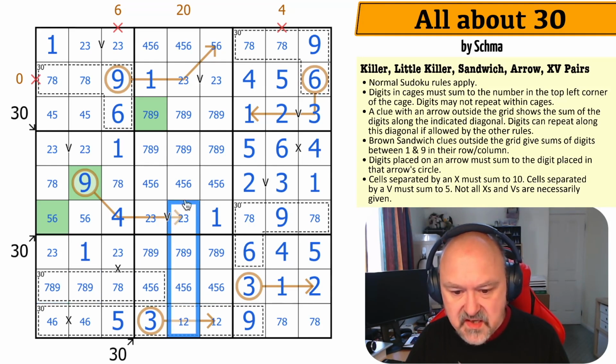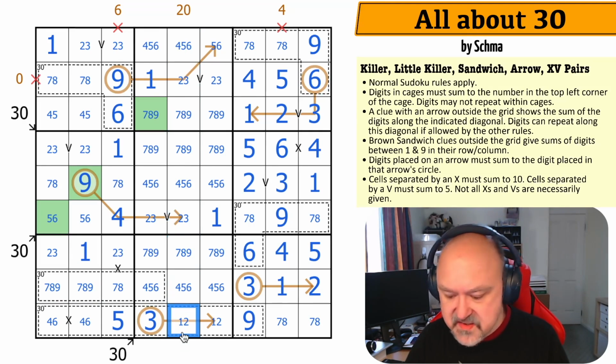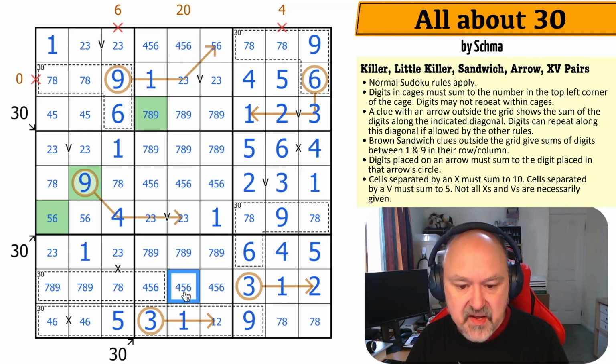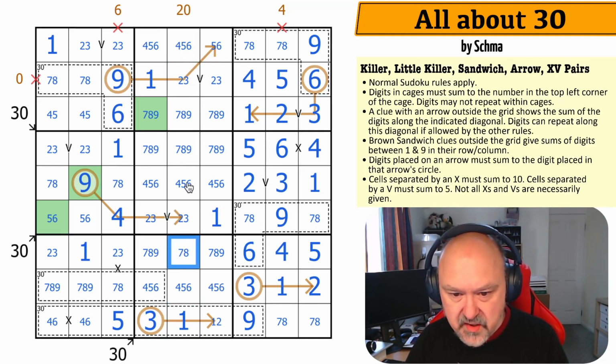Now, I still need to think about this. Now, where is the 1? The 1 is here. And then there has to be a 20 sandwich. Now, I can't put 20 into that cell, so that's not 9. The next place I could put 9 here is here.